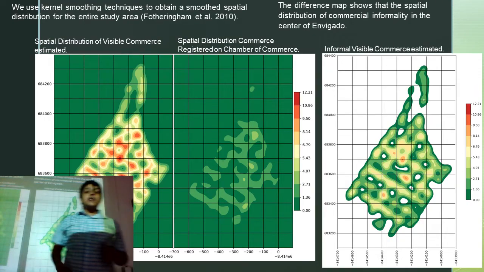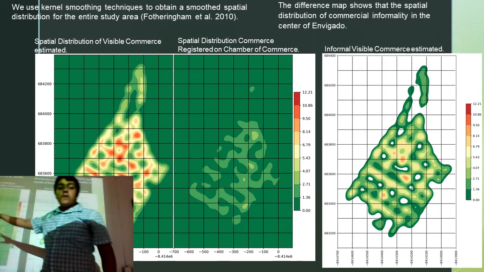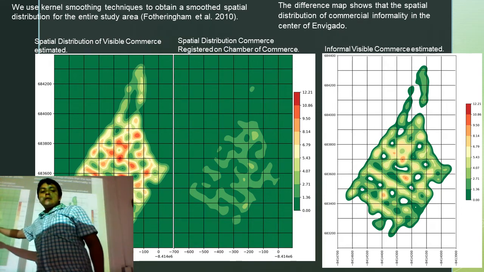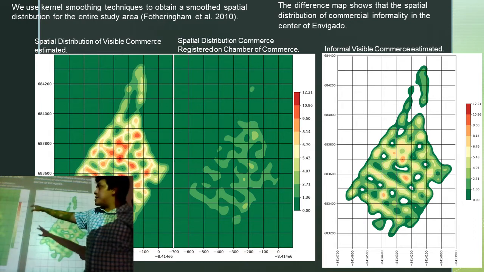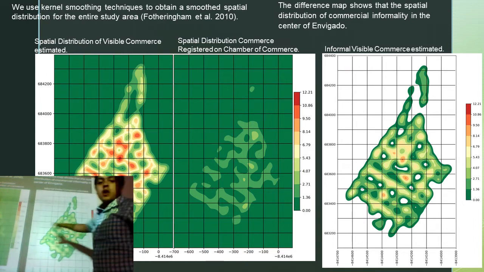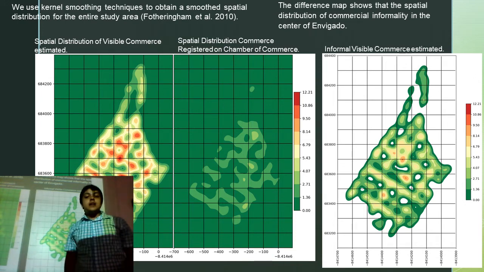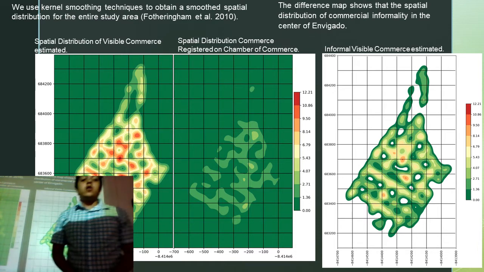An applied case of this methodology was for the Envigado Center, in which counts of visible businesses are compared, using kernel smoothing techniques, against those registered in the Chamber of Commerce. The spatial distribution of informal visible commerce follows a pattern like that of visible commerce, just at lower levels. So there is no evidence that commercial informality is concentrated in specific locations.